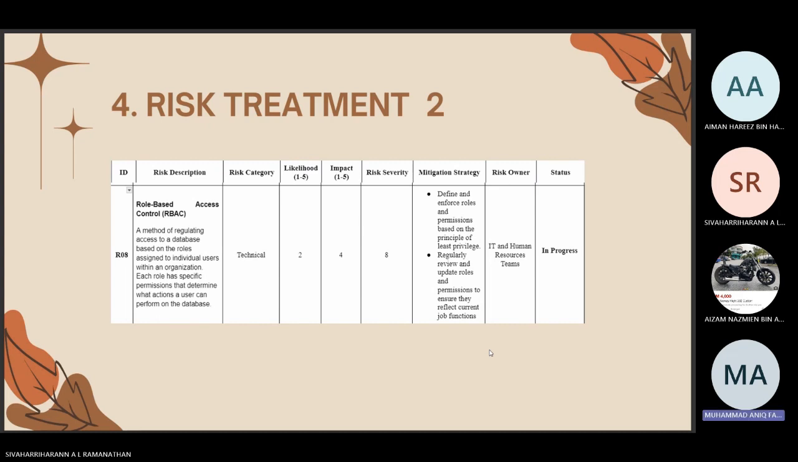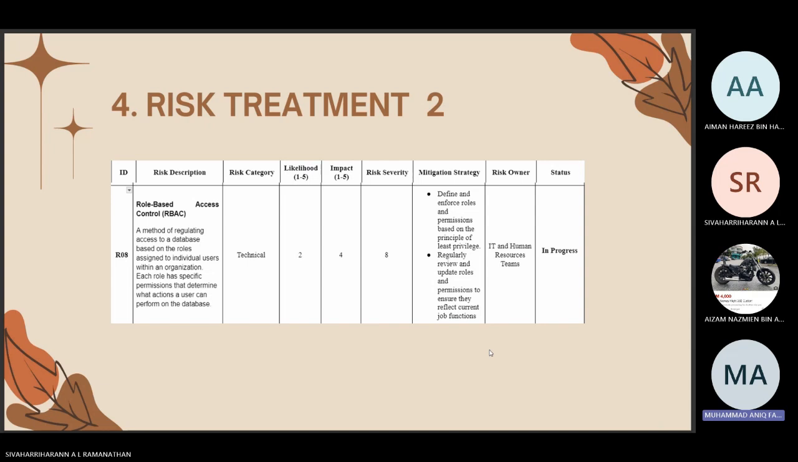For the risk treatment tool is role-based access control, RBAC. It regulates access to database systems based on user roles, ensuring that permissions align with job function. The risk category is technical, focusing on system security configuration, with a likelihood of 2 and impact of 4. Risk severity is 8, indicating a moderate risk.